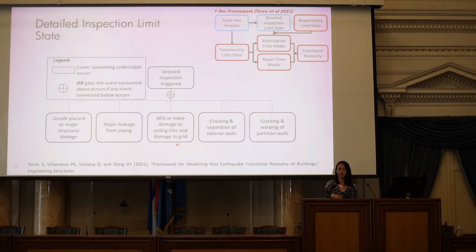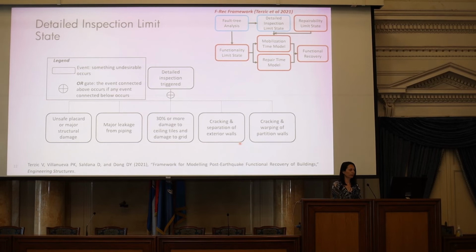Or if there is a severe non-structural damage that can hint at the presence of structural damage, again, the facility managers of buildings will close the building and say nobody can use it until we inspect and make sure that the building is stable, right? And for example, what could be the trigger for that?